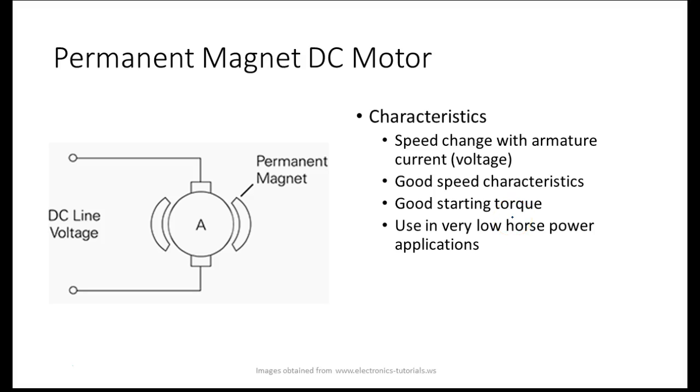Permanent magnet motors, these are a form of shunt motors. The field's in parallel, but we don't put any. These have speed change with armature current, good speed characteristics, good starting torque, very low horsepower application. We run off with this. What type of motors are in your car? Except the starter. The starter is a series motor. But every other motor in your car is a permanent magnet motor. On your windshield wipers, on your fans, everything is usually permanent magnet.